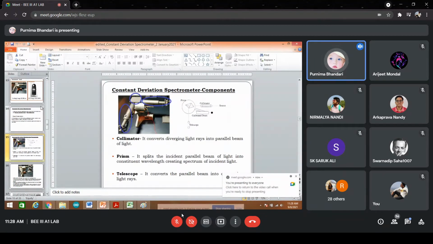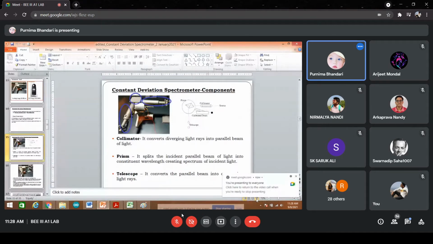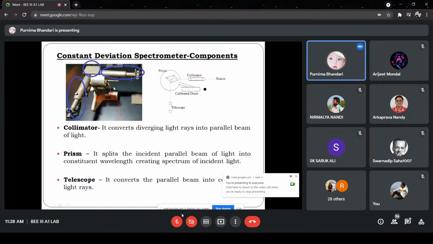So if you see the constant deviation spectrometer, the construction, it has different parts. It has one collimator here and one telescope here. Light will come from here. There is one prism here. The prism, due to dispersion, will create different spectrum. Then we can see through the telescope.